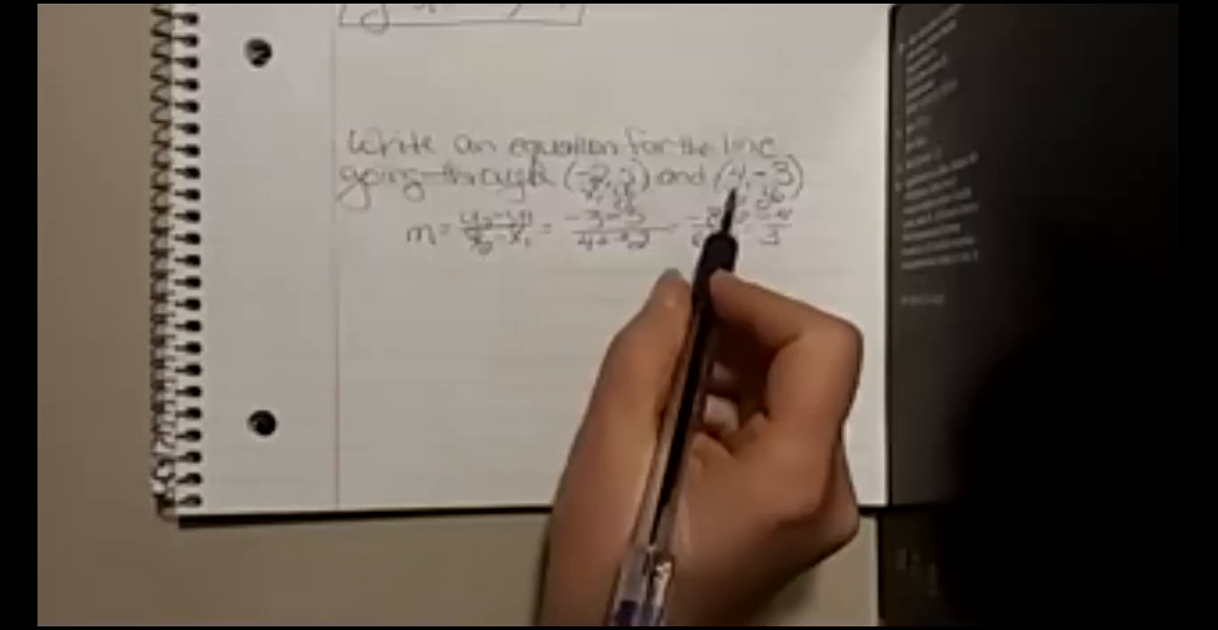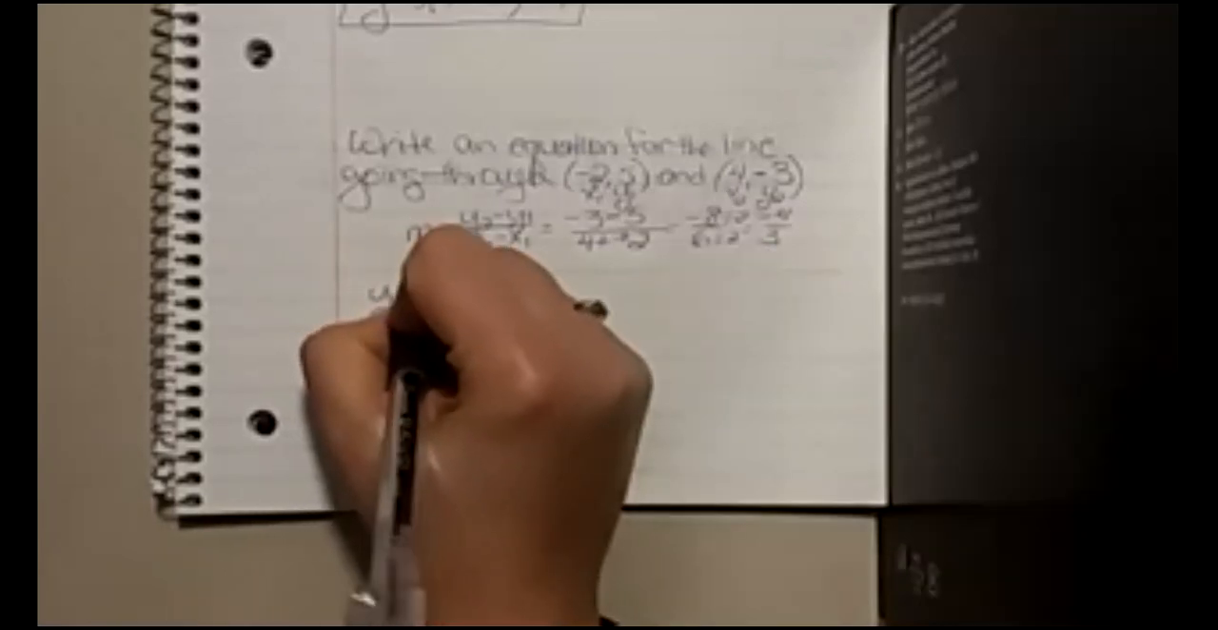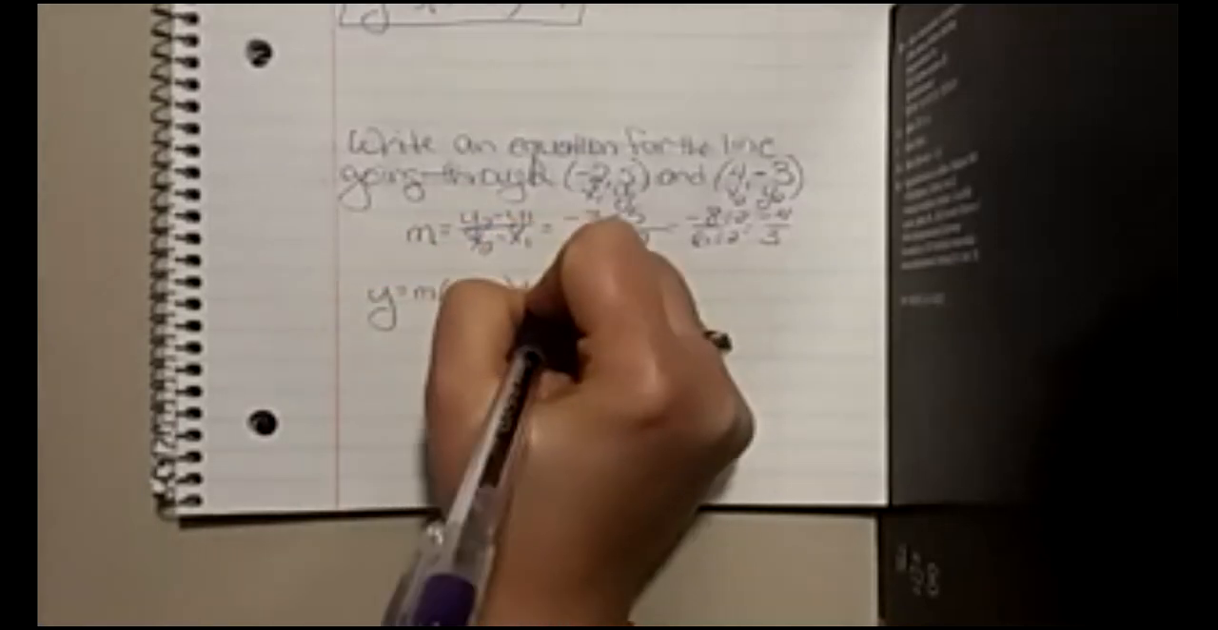Do I have my y-intercept? I don't, because neither of these points has a 0 for an input. So they're not the y-intercept. So I have to use point slope form again. y equals m times x minus x1 plus y1. And I'm going to substitute my x1, y1 since that's what I labeled it.